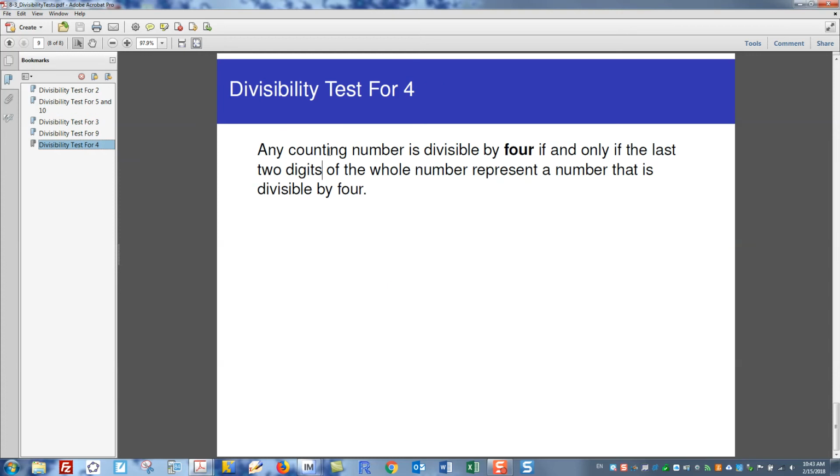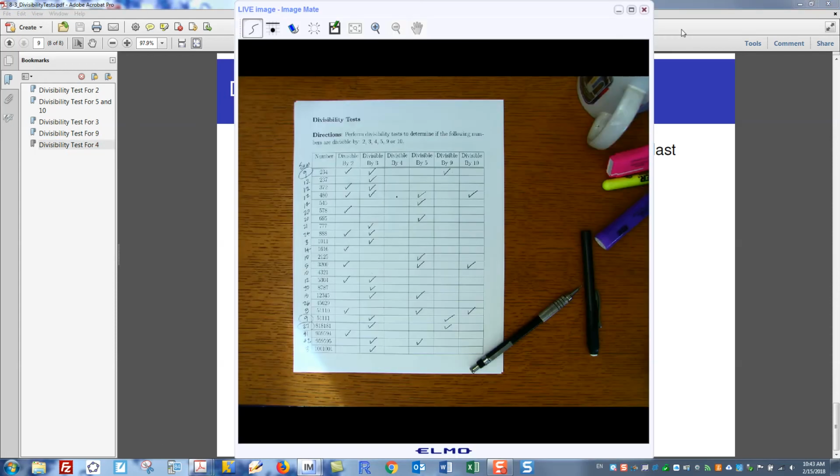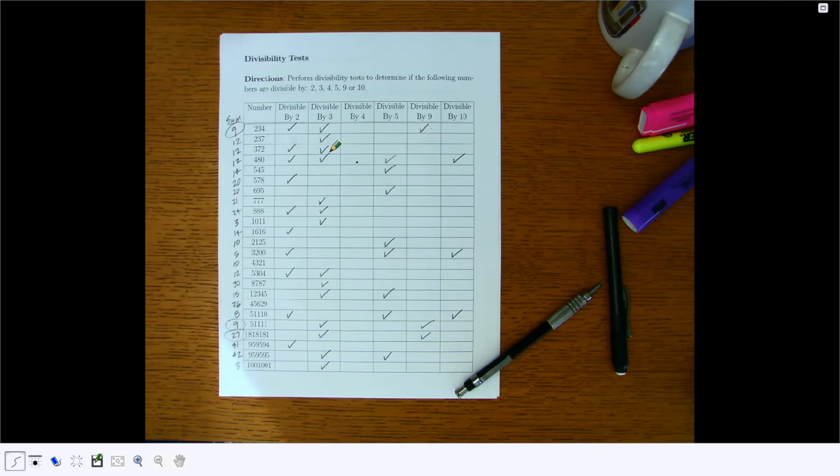And the last 2 digits are the ones that we pay attention to, whereas in 2, 5, and 10 we pay attention to the last digit, the units digit. So let's go ahead and apply that here and ask which of these numbers are divisible by 4.